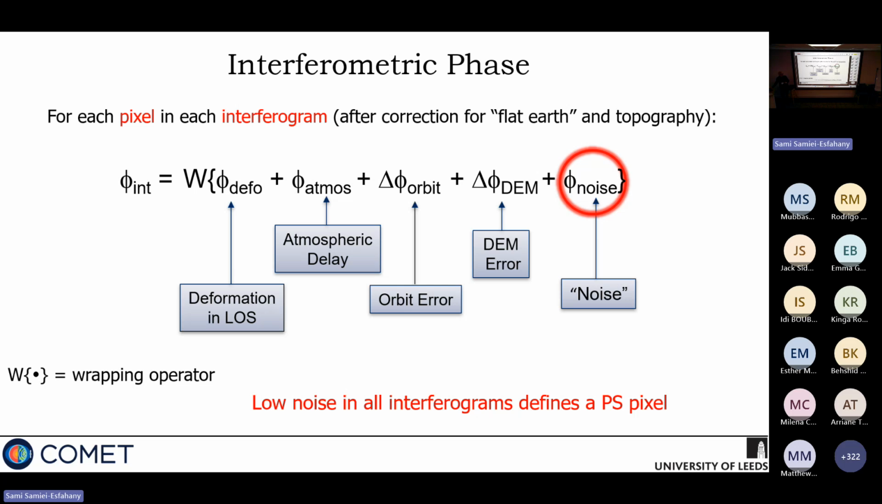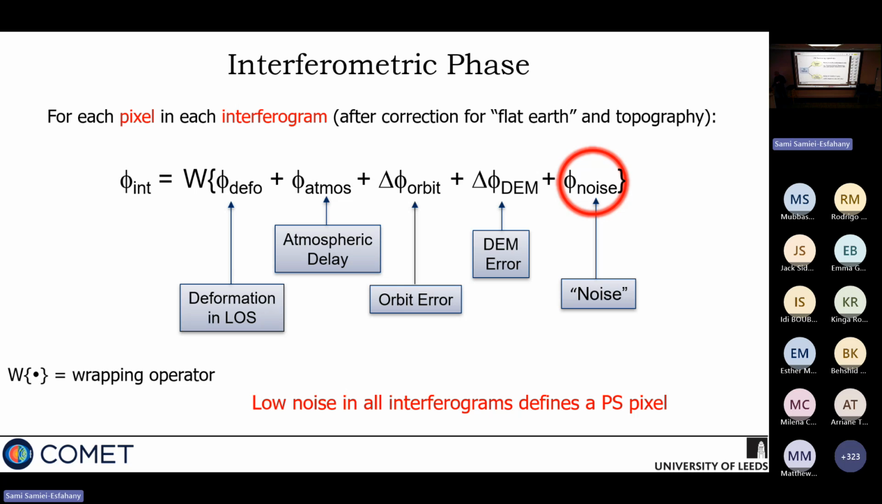Right. So what I'm defining as a PS pixel is just a low noise pixel. When this noise term is low enough that you can track the phase in time, it's a PS pixel. So that's what we want to identify. For every pixel in the image, we want to come up with an estimate of this noise term.